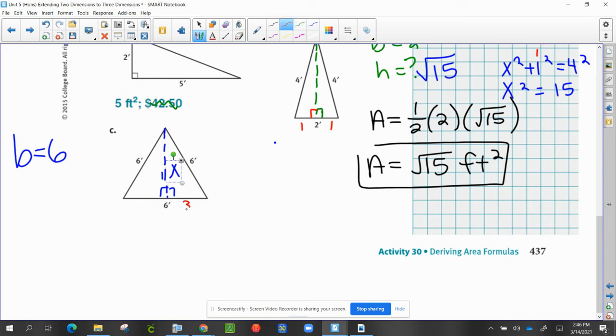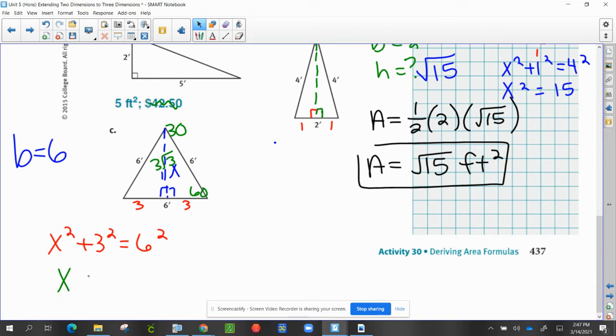Now, same idea, I can change this to 3 and 3 because we drew a perpendicular bisector. And if that's x, that would be x squared plus 3 squared is equal to 6 squared. So you can use Pythagorean theorem. Or remember, since it's equiangular, this would be a 30, 60, 90 triangle. So remember, if your short leg is 3, your long leg then should be 3 root 3, which is the same thing we would get if we solve with the Pythagorean theorem here.